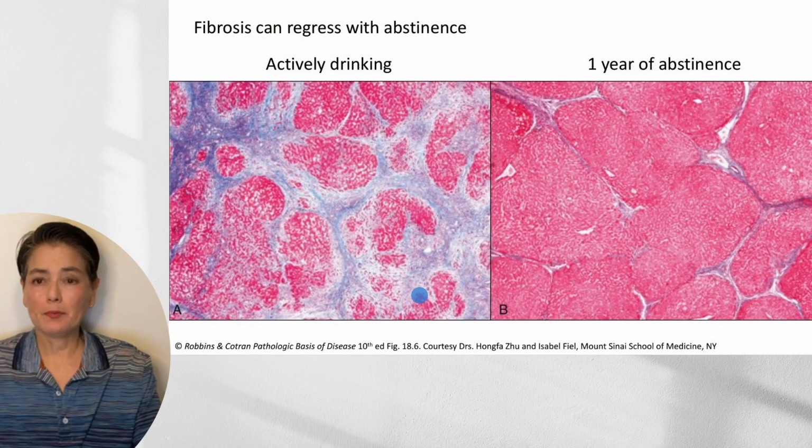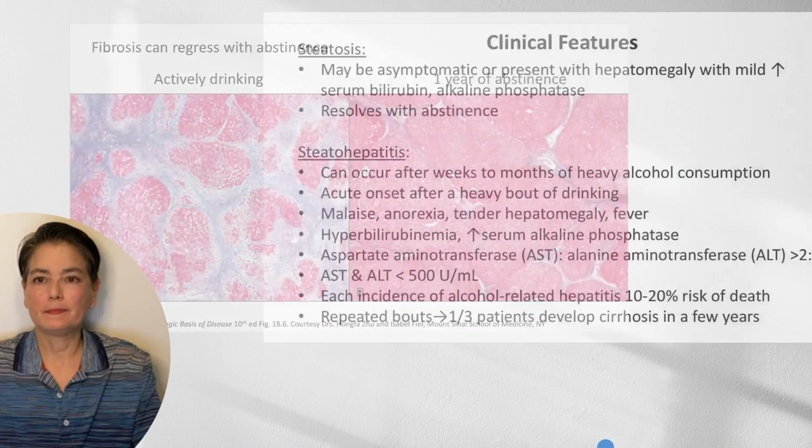Now, it's important to remember, and also for counseling your patients, that with abstinence we can get some improvement and regression of this fibrosis. In fact, abstinence is the most important part of the therapy for individuals with alcohol-related liver disease. So here is a histologic image of an individual who is actively drinking and has cirrhosis, these dense bands of collagen, nodules of hepatocytes, and after only 1 year of abstinence, you can see that much of the fibrosis has resolved and the liver has adopted a more normal appearance.